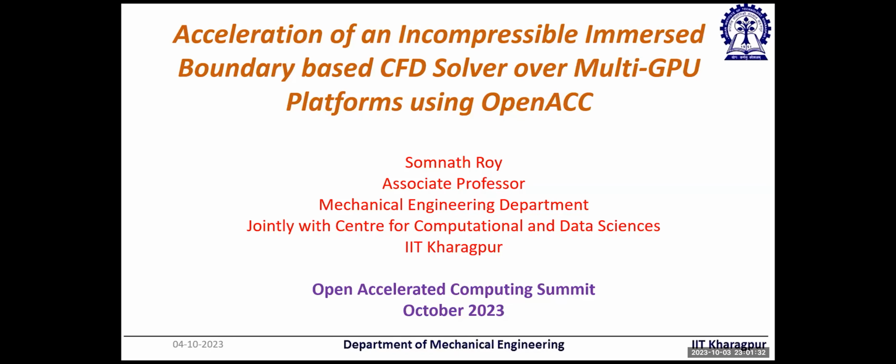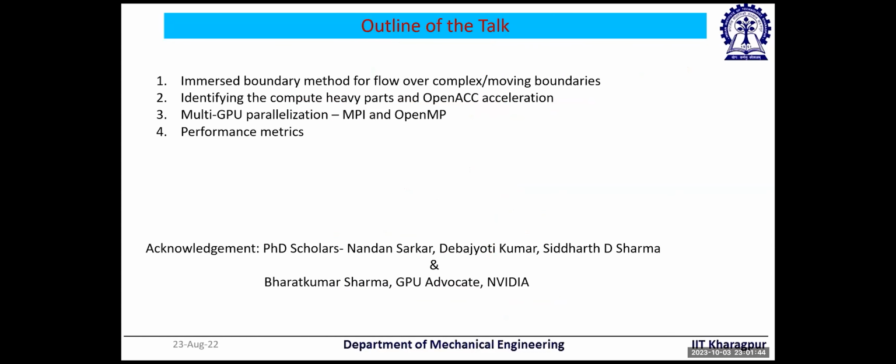So the topic of the talk is acceleration of an incompressible immersed boundary-based CFD solver over multi-GPU platforms using OpenACC. I'm going to give a brief overview of the immersed boundary solver because it might be a little new to a few of the audience. Then we'll see the steps we followed in accelerating first over a single GPU, and then what we did for multi-GPU parallelization. We have used two different hybrid parallelization paradigms: one is MPI-OpenACC, another is OpenMP-OpenACC. I'll discuss that, then show the performance metrics and some of the test results.